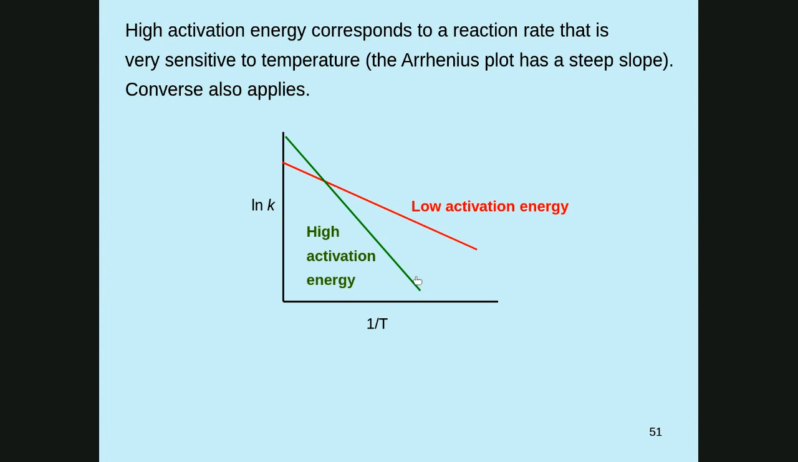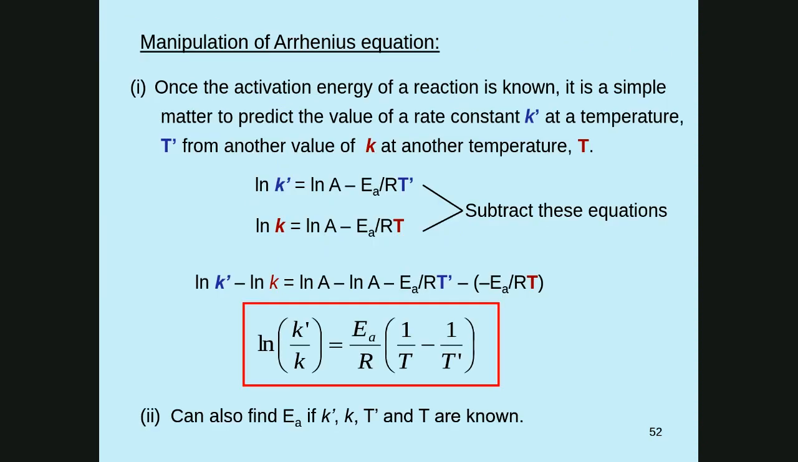So for high activation energy, the graph will be steeper, obviously, and the variation with temperature will be stronger than in this case. So the reactions with high activation energy are more sensitive to variations in temperature. That's what it tells you. Okay.